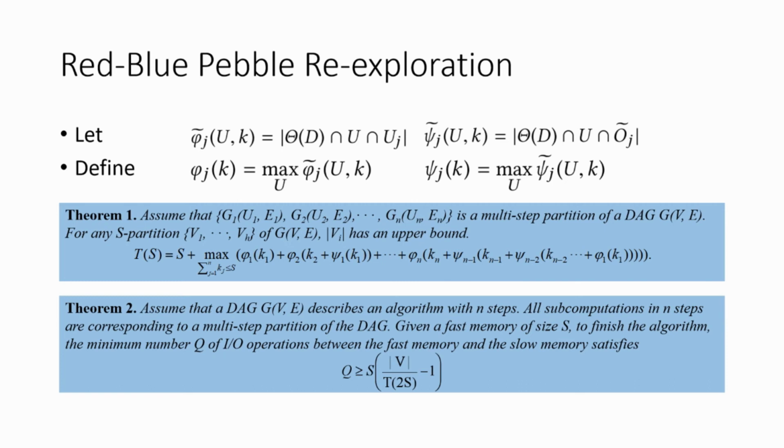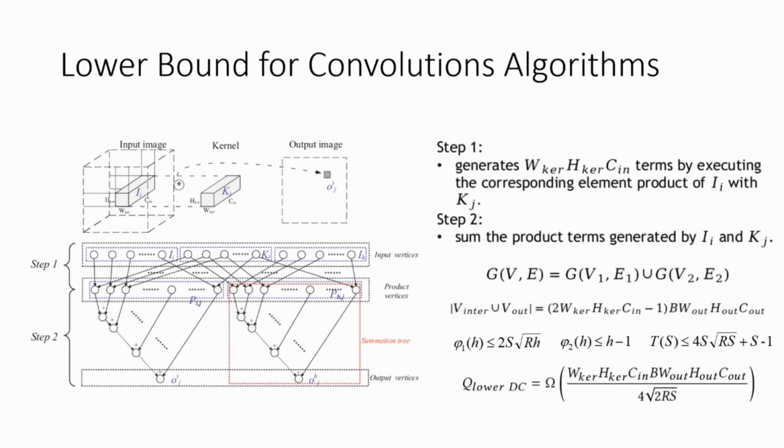It is clear that tilde phi and tilde psi correspond to the number of vertices generated by D in the intersection of U and Uk, and the intersection of U and tilde Uk, respectively. We define phi k and psi k as follows. Then formulas 0, 1, and 2 can be obtained. Formulas 0 and 1 give us an upper bound of Vi, and P can be obtained from the upper bound of Vi and the total number of V.